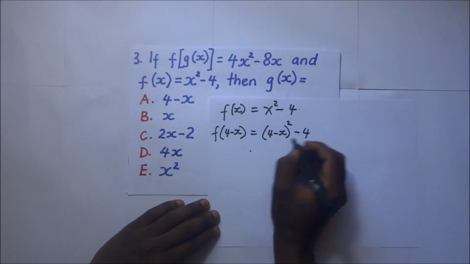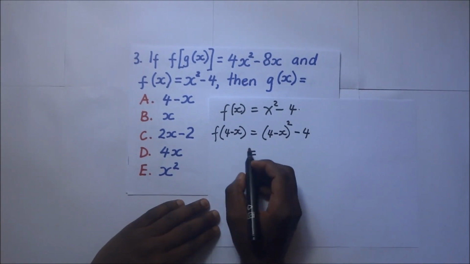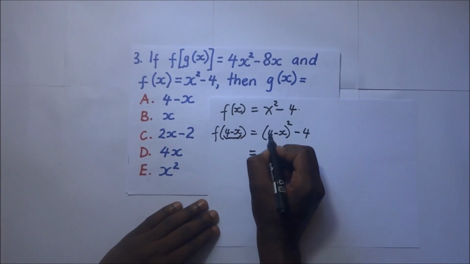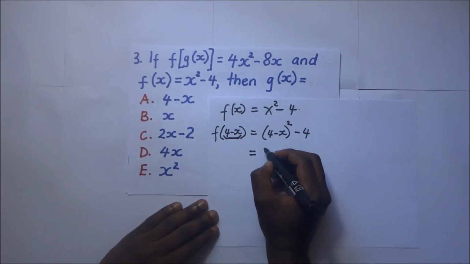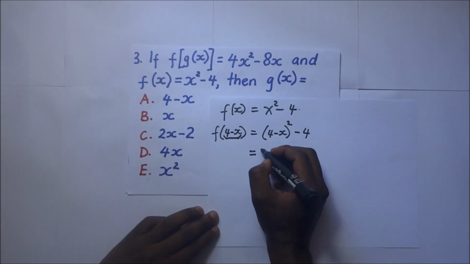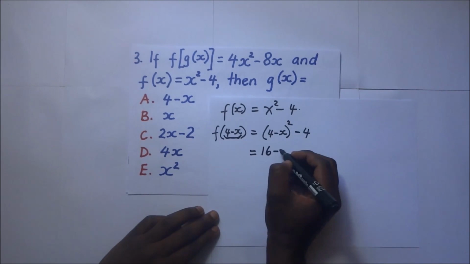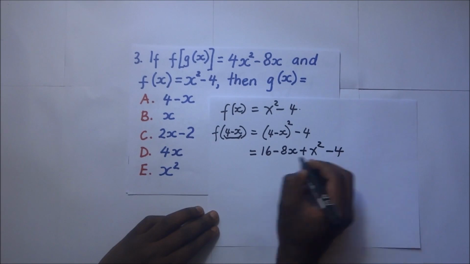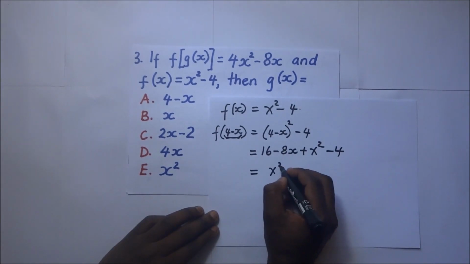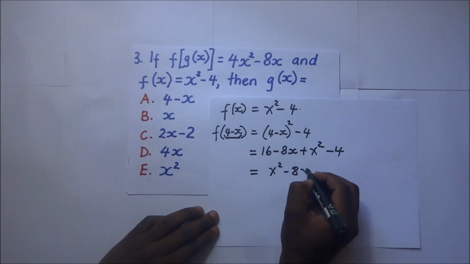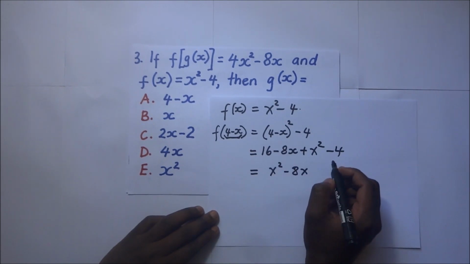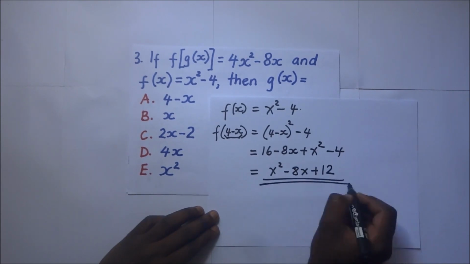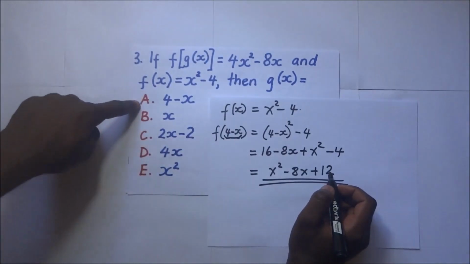This is squared. So this is going to become, of course, this is the whole value of x. This is the input, actually, the input. So that's the input right there. So this is going to become, of course, 4 squared is 16 minus 8x plus x squared minus 4. And this is going to become x squared minus 8x, then 16 minus 4 is 12, plus 12. Now this expression is not that, so it means that A is out.